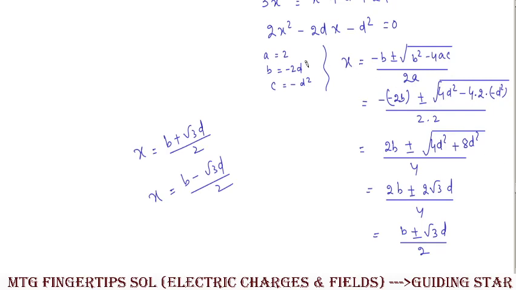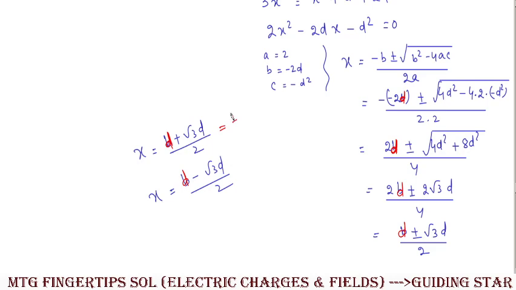Here it is not b, it is 2d, sorry. Here it will be 2d, because here it will be 2d, and here 2 followed by 2a is 2. Okay, that is correct. So it will be 2d, d, here it is d, so finally d plus root 3d divided by 2 and d minus root 3d divided by 2.